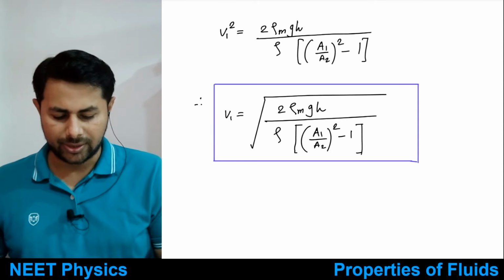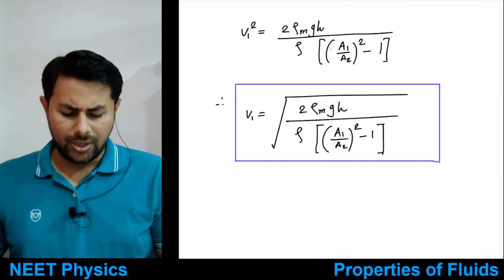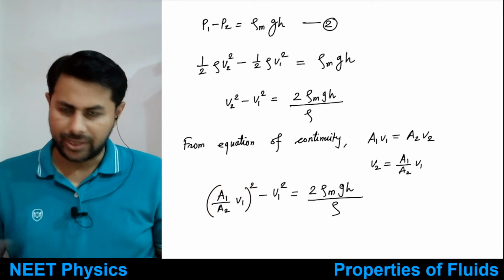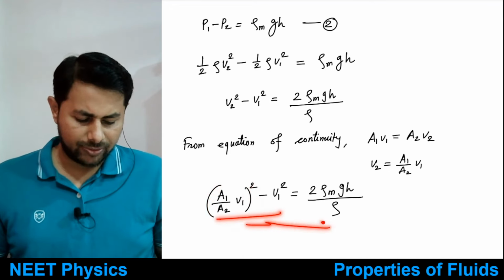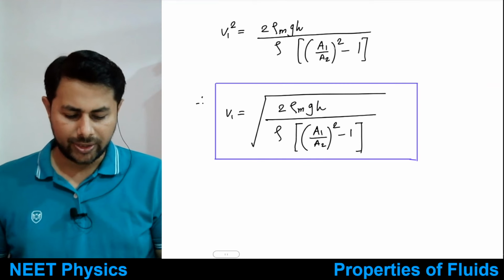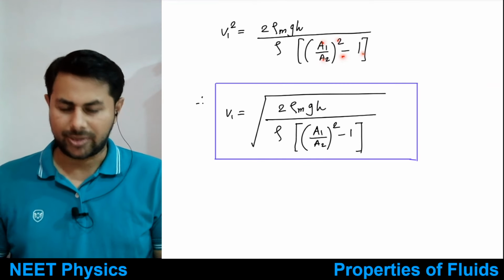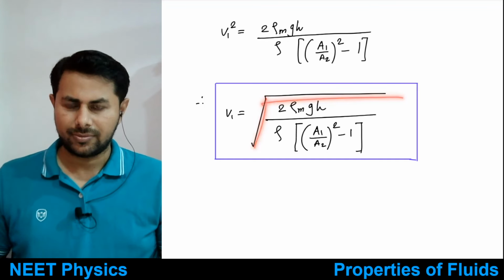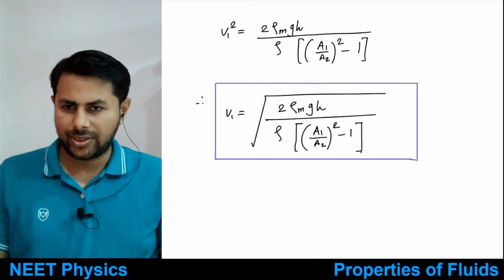So that is 2 times rho m gh divided by rho, divided by this thing that you are taking. You take v1 square common and the remaining part you move to the other side. So what remains is a1 by a2 square minus 1, and then you take the square root, so you get this formula. This is the derivation.